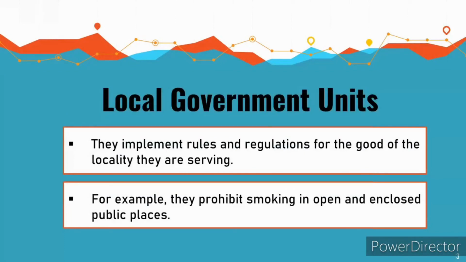Next, we have the local government units. They help in the country's fight against air pollution by implementing rules and regulations for the good of the locality that they are serving. For example, they prohibit smoking in open and enclosed public places, wherein this action by this LGU could help in controlling one source of air pollution.